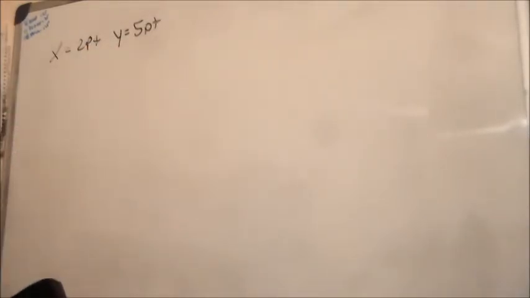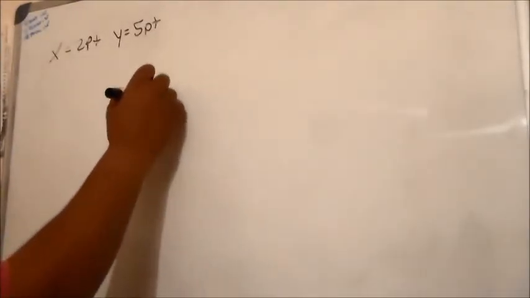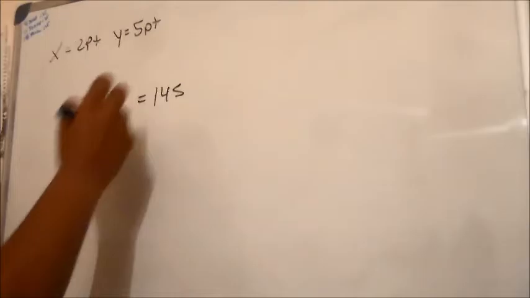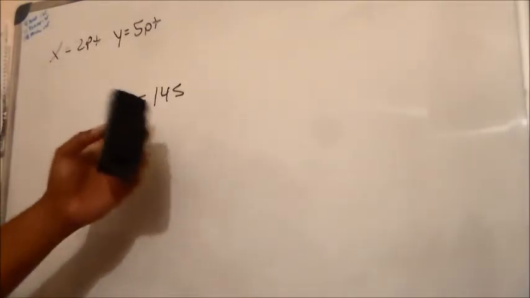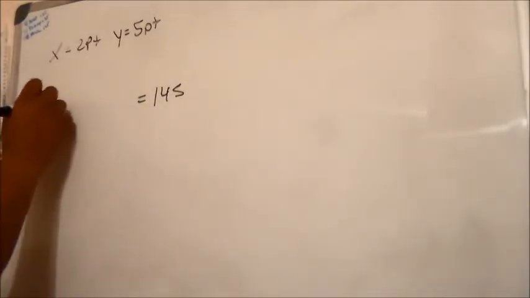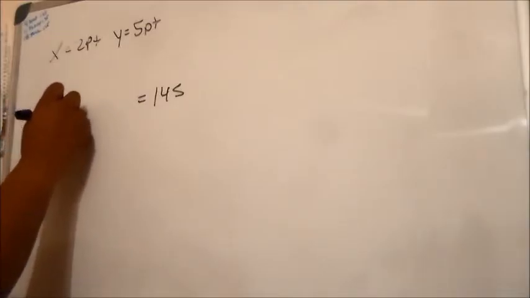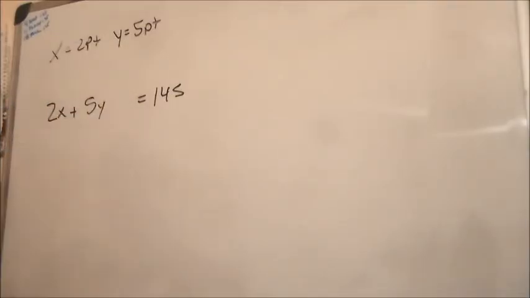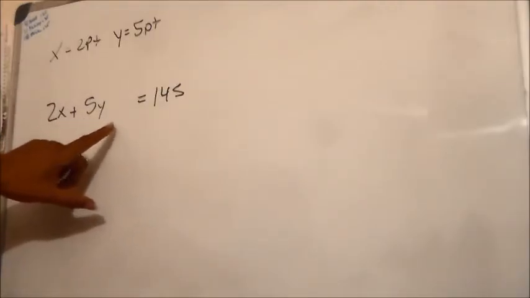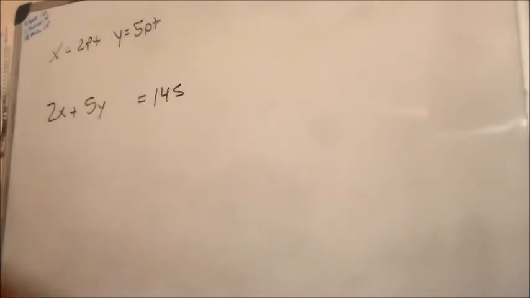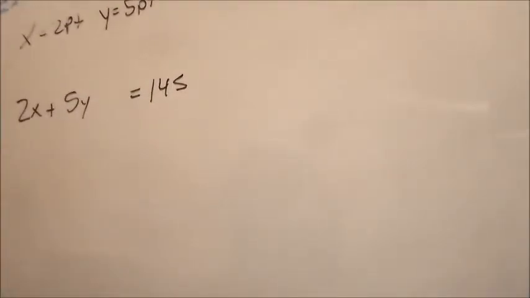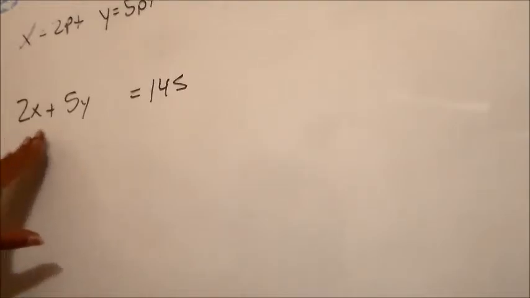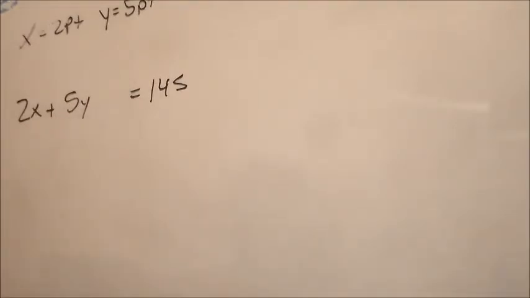Now, what we need to do is set up how many points we're going to get. 145. What is going to make up this 145 points? Well, it's going to be the 2-point questions and the 5-point questions. Remember, so 2 points times this plus 5 points times this somehow is going to equal 145. Let me zoom in on this a little bit. All right, so our 2-point and 5-point questions are going to come up to 145.